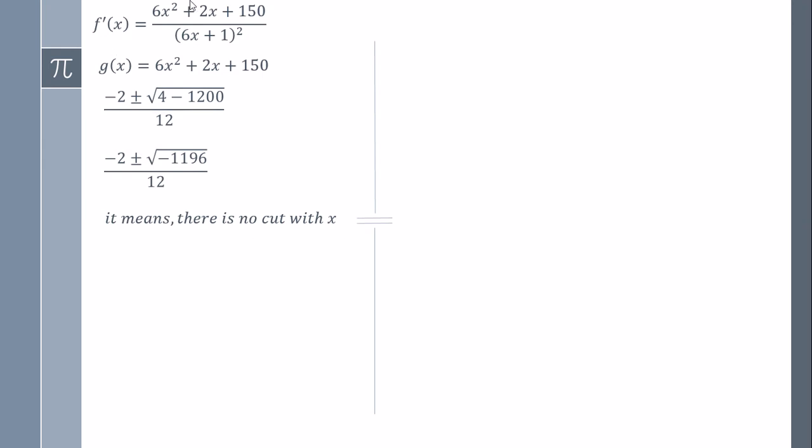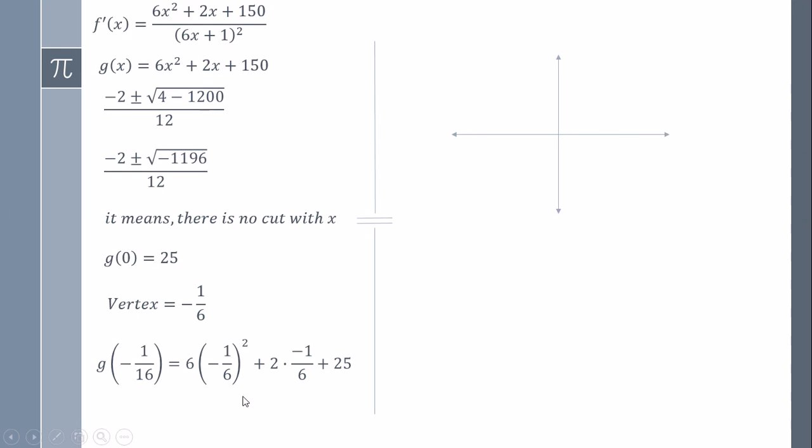So this is again our first derivative, and here is the other function that I defined, in order to see when it is positive or negative. When x is equal to 0, the cut with y is going to be 25. To represent it, first I need to find the vertex, because I just have one. So I compute this value inside this g function, and I find that it is close to 25.